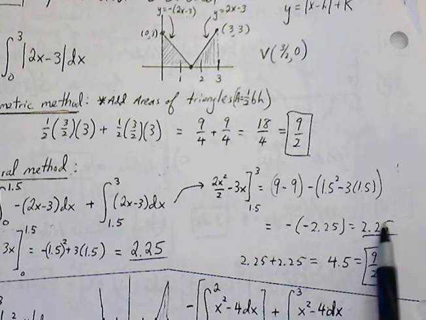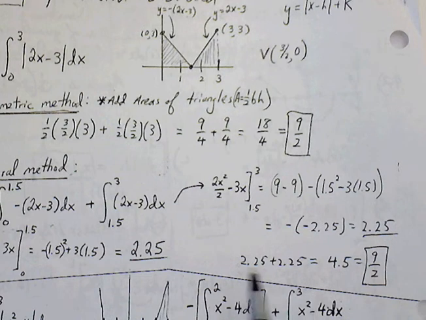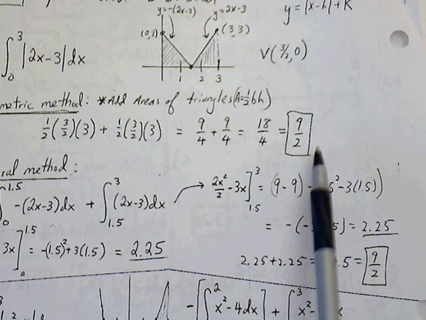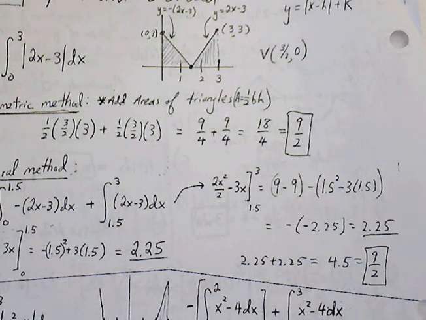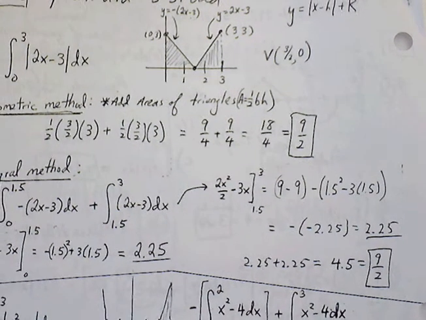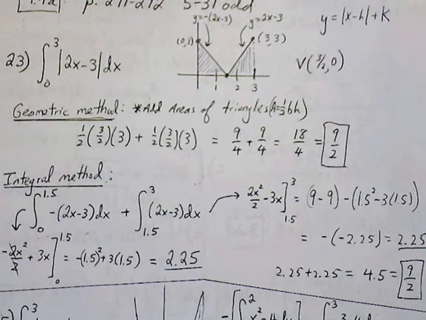I add my two definite integrals together. I'm going to get 4.5, or 9 halves. And as you can see, that does equal the value that we found using the geometric method.